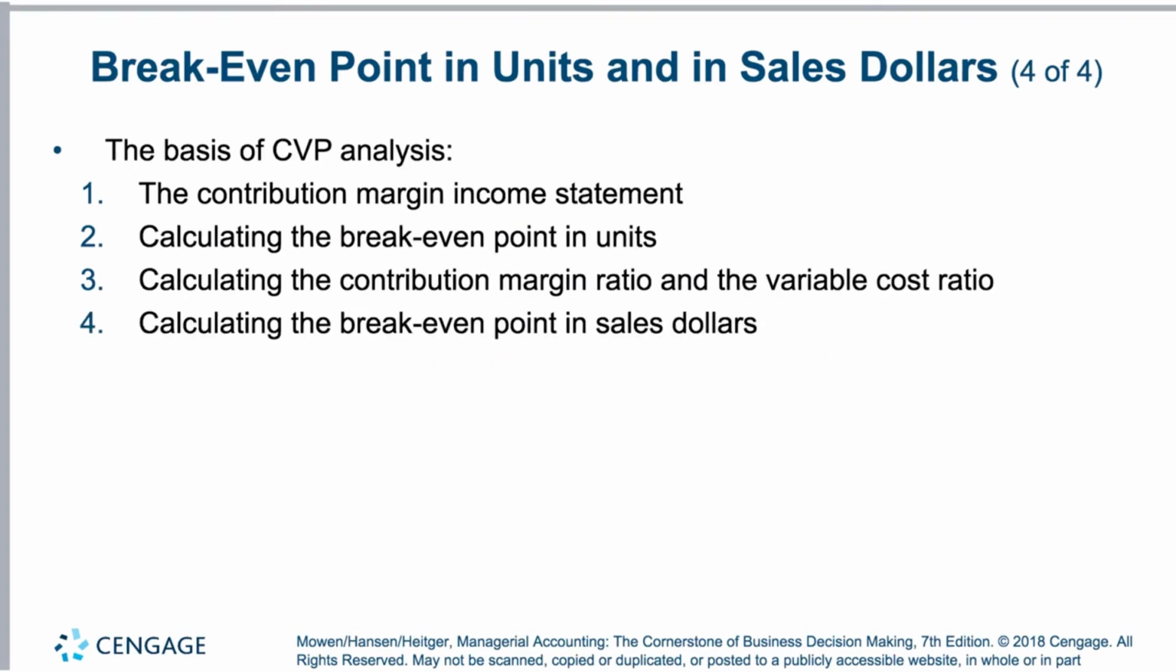Okay, there's 4 different types of analysis we're going to do in this next series of slides in the first video. We are going to review the idea of a contribution margin income statement. We are going to calculate the break-even point in units. We are going to calculate the contribution margin ratio and the variable cost ratio. And then we are going to calculate the break-even point in sales dollars. These are all very, very straightforward calculations.